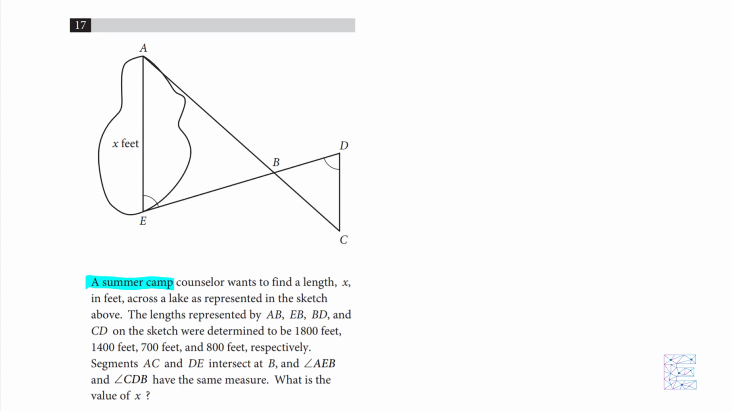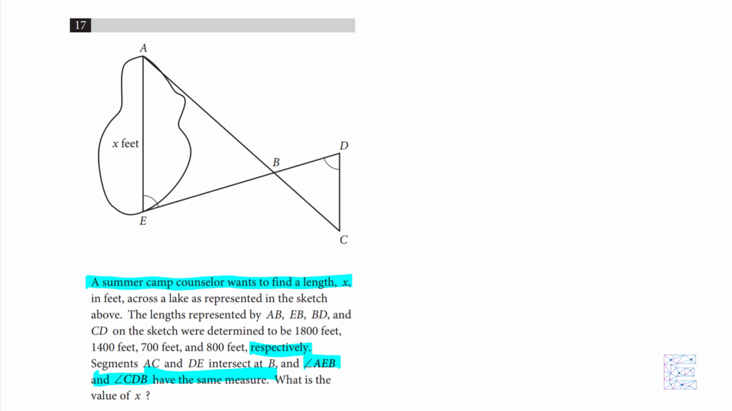A summer camp counselor wants to find the length x in feet across the lake as represented in the sketch above. The lengths represented by AB, EB, BD, and CD on the sketch were determined to be 1,800, 1,400, 700, 800, respectively. The segments AC and DE intersect at B, and angle AEB and angle CDB have the same measure.